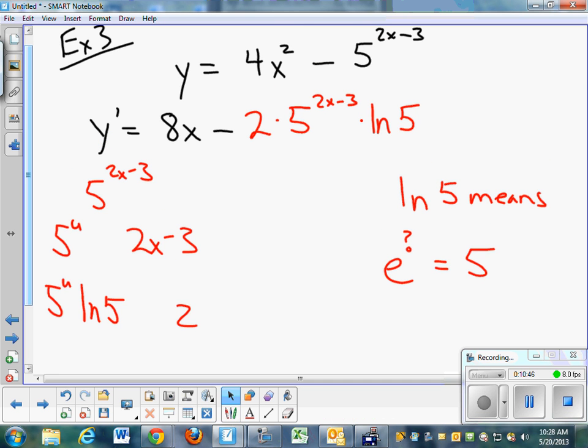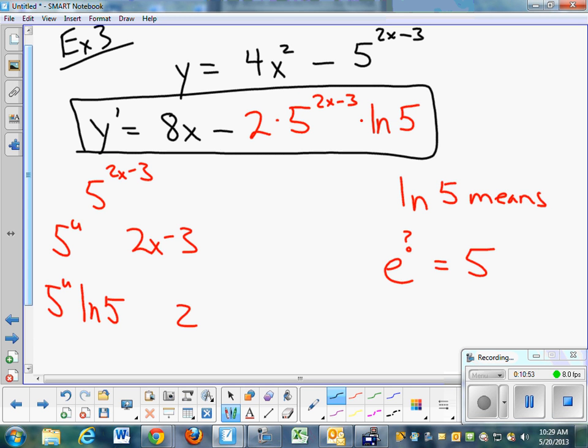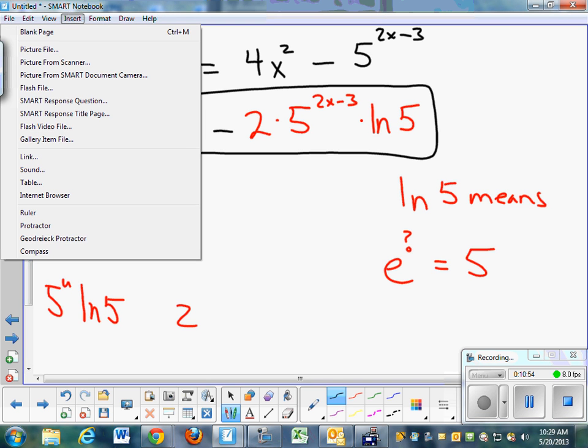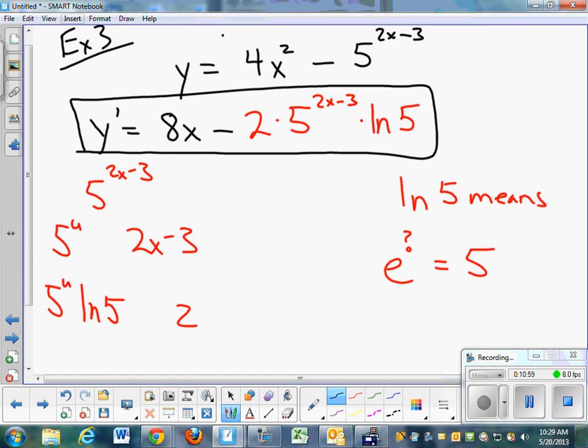Okay. This is my final answer. Okay. Yep. You can't multiply 2 times 5 because this is 2 to the 1, this is 5 to the 2x minus 3. They're not common bases, so you can't do anything with them. What's that, Kel? Okay. All right, so here we go.